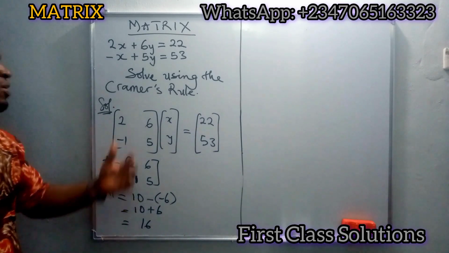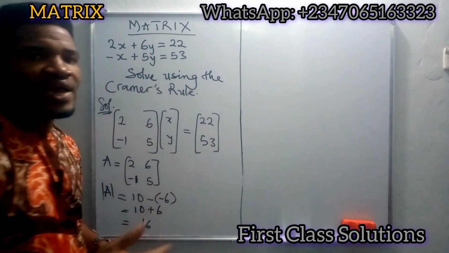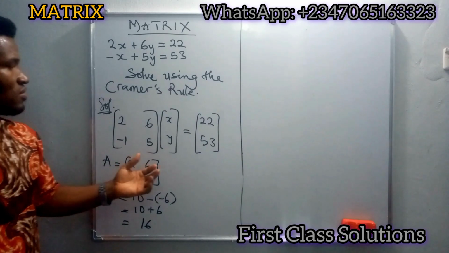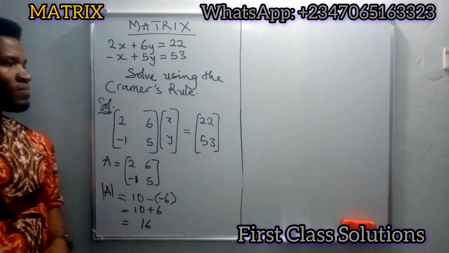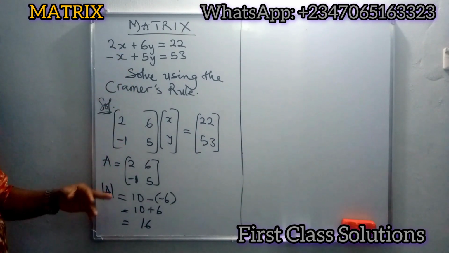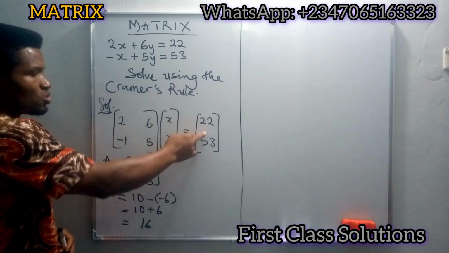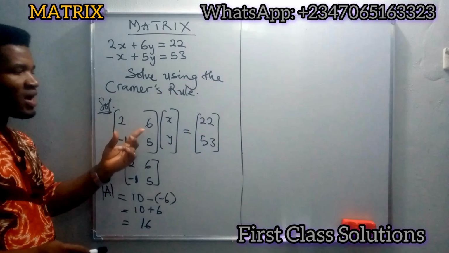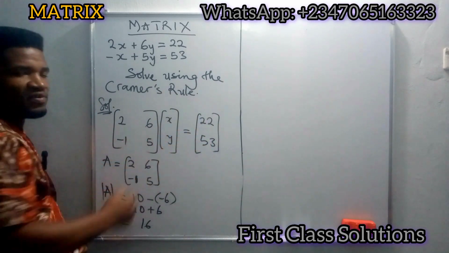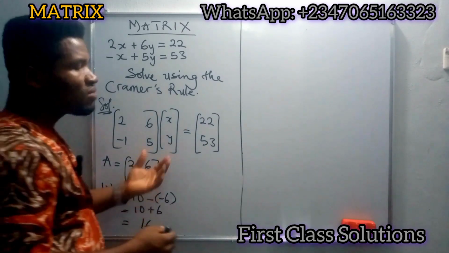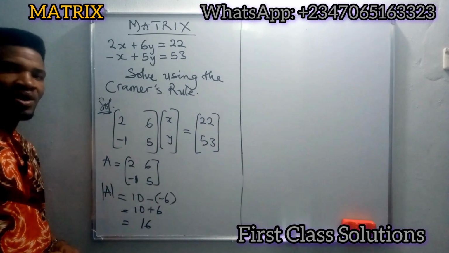If we have 16 as this determinant, it is not the end of the road for us. According to Cramer's rule, to get the value of x, we need a special kind of matrix obtained by replacing each of these columns with the solution values. To get x, we replace 2 and minus 1 with 22 and 53, whereas to get y, we need another matrix obtained by replacing 6 and 5 with 22 and 53. When you get the determinant of those special matrices, you simply put their ratio over the original determinant and you get your answer.